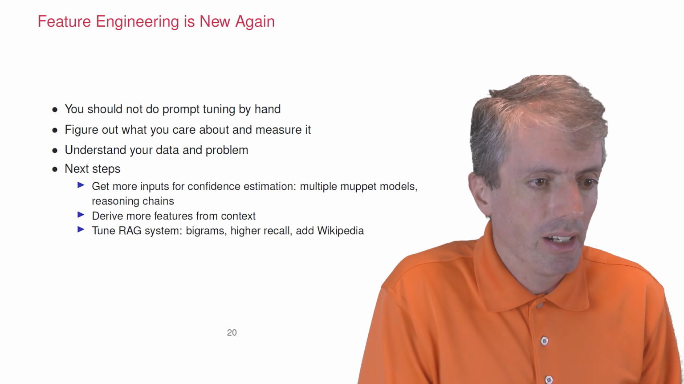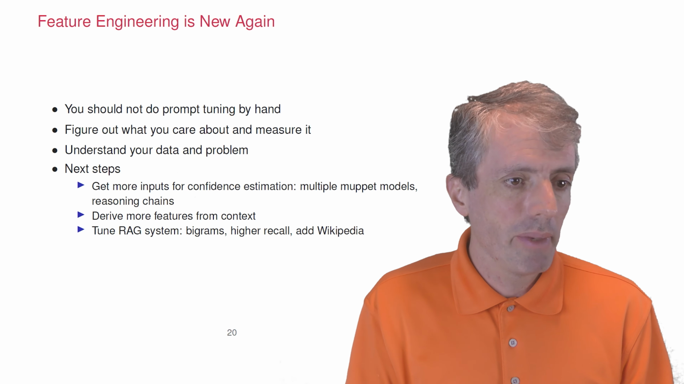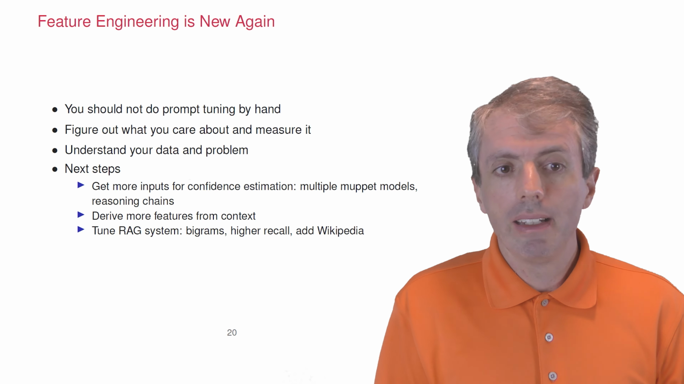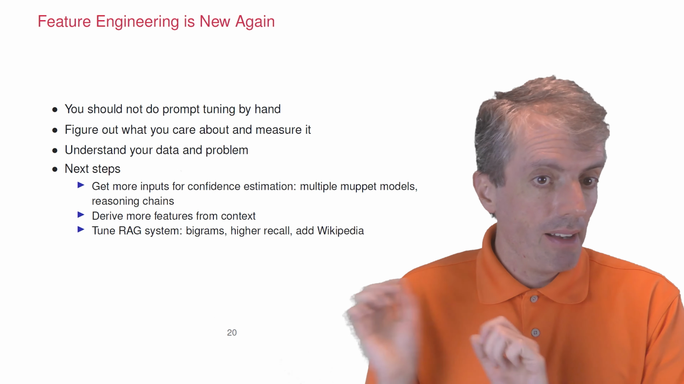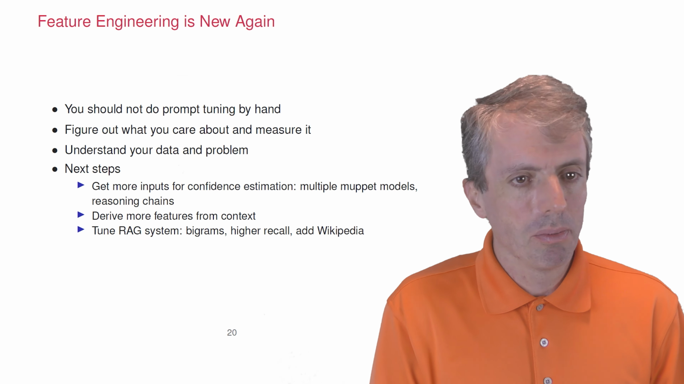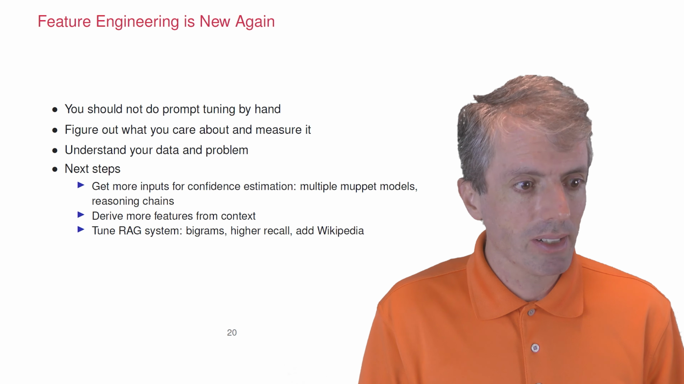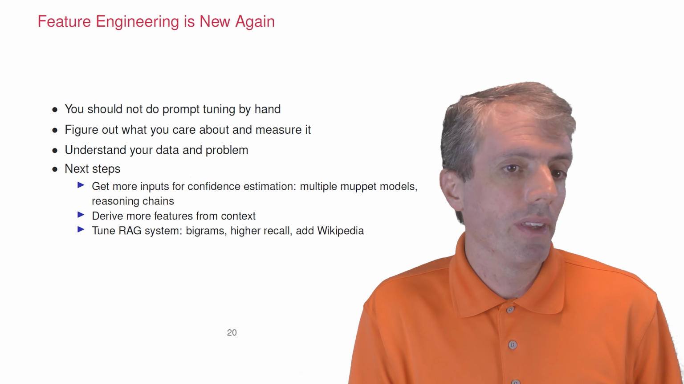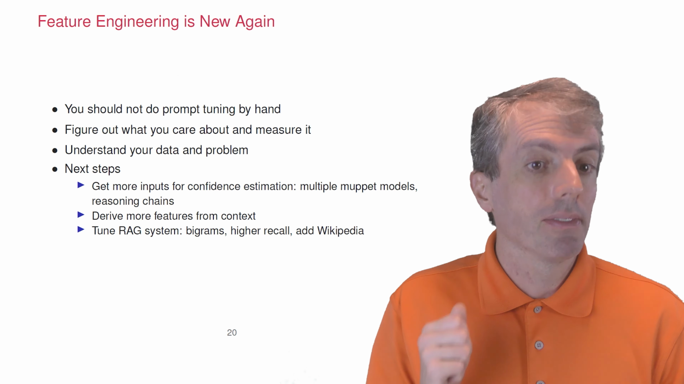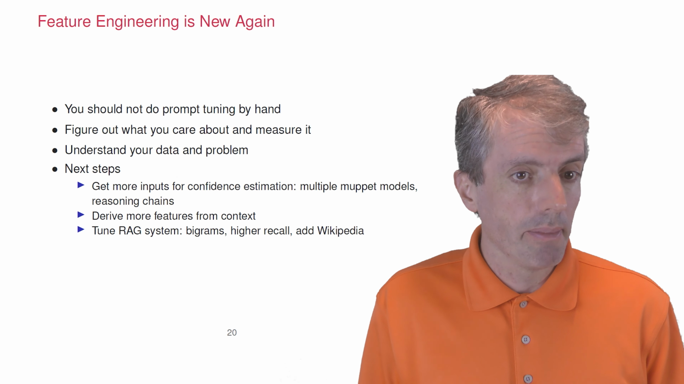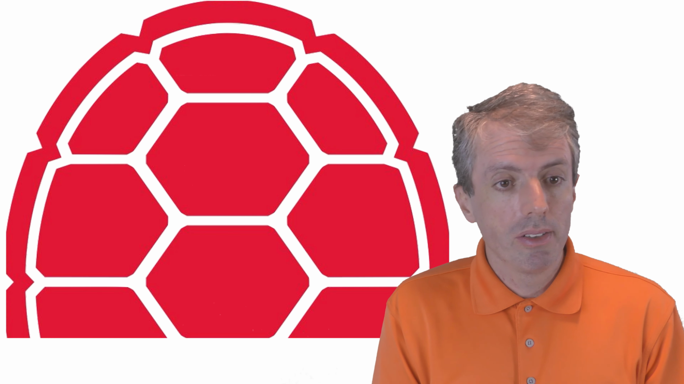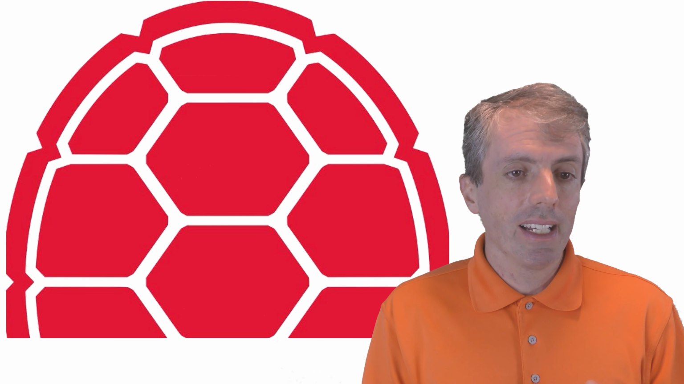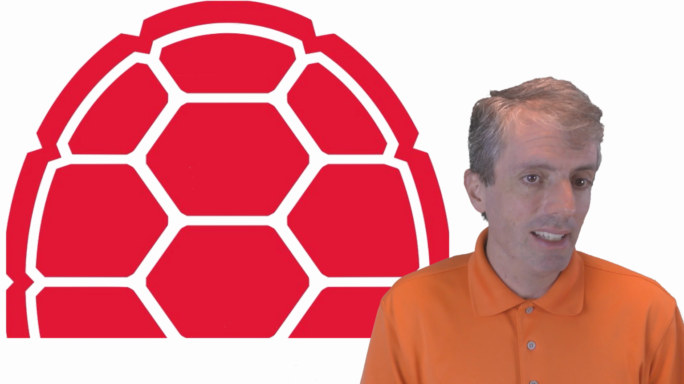Some things that come to my mind are giving more inputs for the confidence estimation. You could have multiple models, check whether they agree or not. Use more of the reasoning chain as part of the confidence estimation. We probably should have derived more features from the context and used that in the metric. Obviously, the underlying RAG system plays a big role. We probably should have tuned that a little bit better. Include bigrams, optimize for recall. Add in Wikipedia as a possible set. That was our brief introduction to automatic prompt engineering with DSPy. Hopefully you'll try it out on your own, and it's a lot of fun.